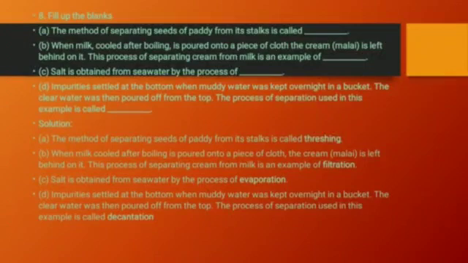Salt is obtained from seawater by the process of evaporation. How? Because of the heat of the sun, the water from the sea will get evaporated, and the remaining salt only will be left behind. So this is the example of evaporation.